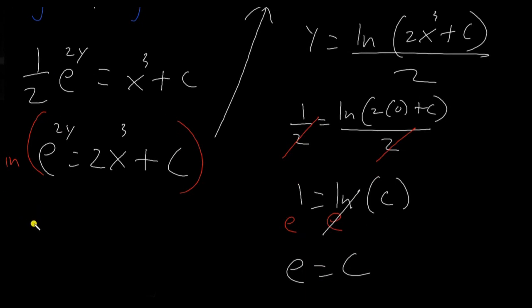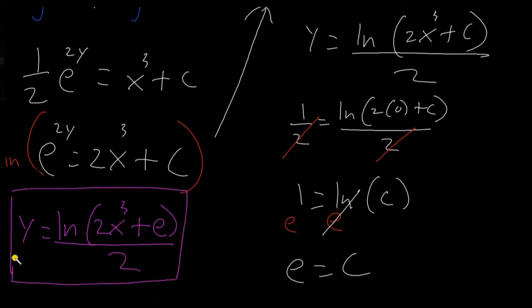Okay, so I'll write it down here. Let's do it in pink. We'll have y is the natural log of 2x cubed plus e over 2.